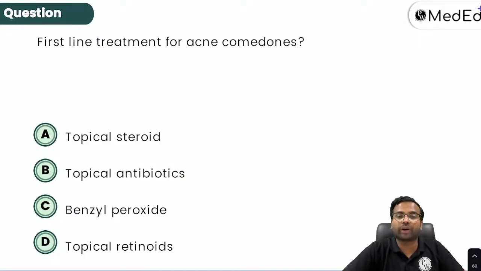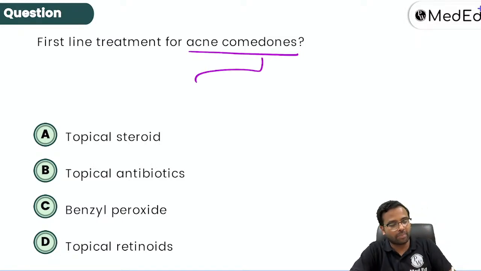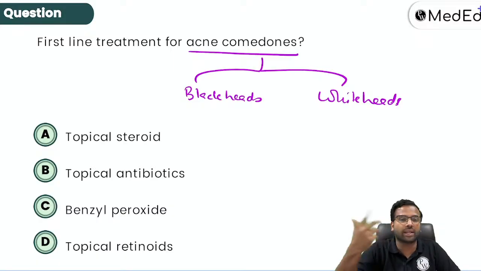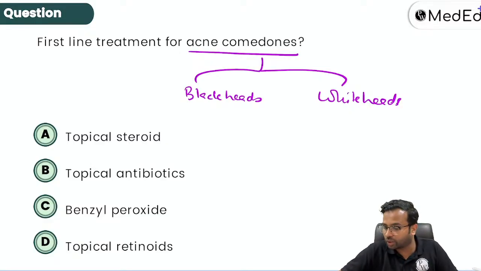First line treatment for acne comedones. So whenever you get a patient who is having comedonal acne, it can be two types. Like it can be either blackheads or whiteheads. So whenever you have a patient who is having a blackhead or a whitehead, what are you going to use? Are you going to use a topical steroid? Are you going to apply some topical antibiotics like clindamycin? Or would you like to go for benzoyl peroxide or a topical retinoid?